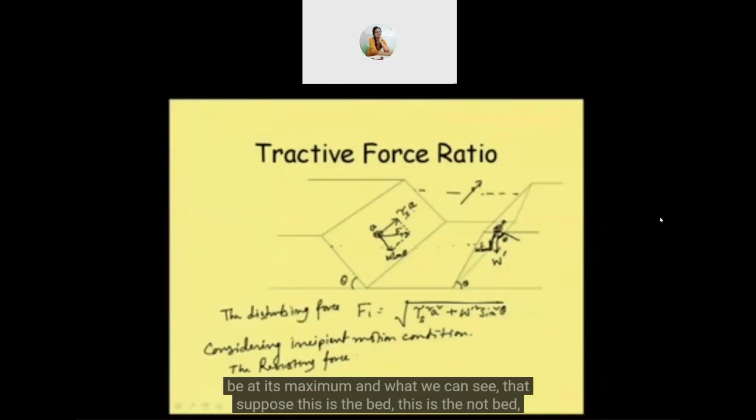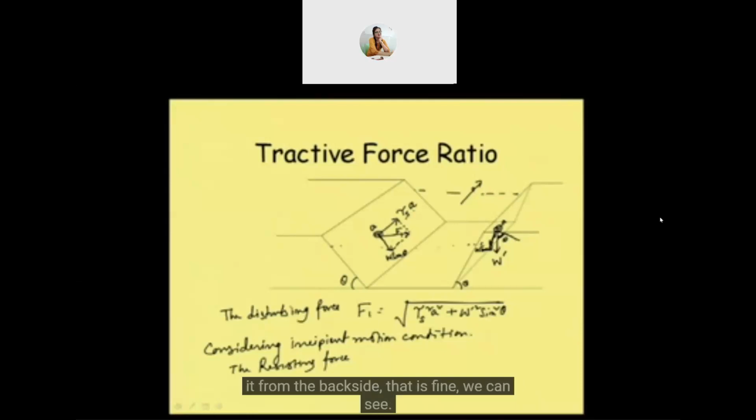And what we can see is that suppose this is the bed, this is the side, then this will be opposing this motion. The frictional resistance opposes this particular force, and that will be from the normal weight or normal reaction. So this will have a normal force in this direction. Okay, let me draw on this piece because we are seeing it from the back side. Okay, that is fine, we can see it. So in this direction, in the normal direction, what will be the component?